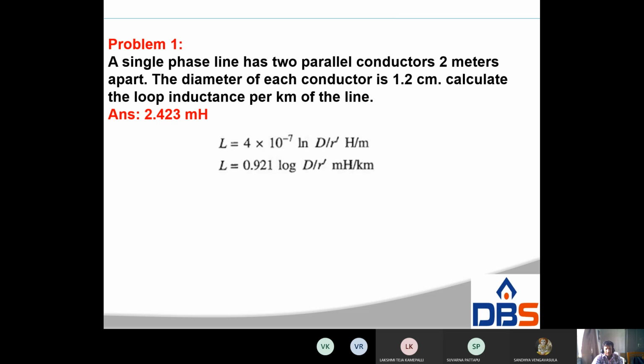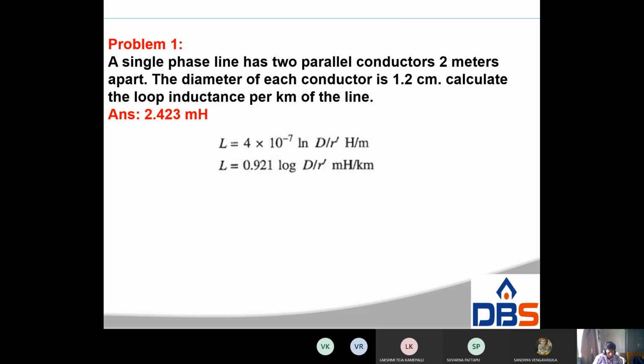So you have to calculate that one also. This problem's answer is 2.423, and you have to calculate for 3 meters spacing, with radius 1 centimeter. The radius is 1 centimeter, not the diameter. We have to calculate that also.